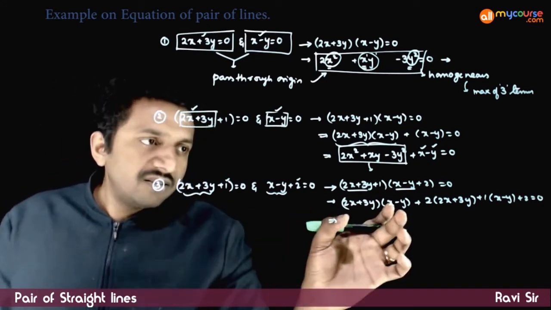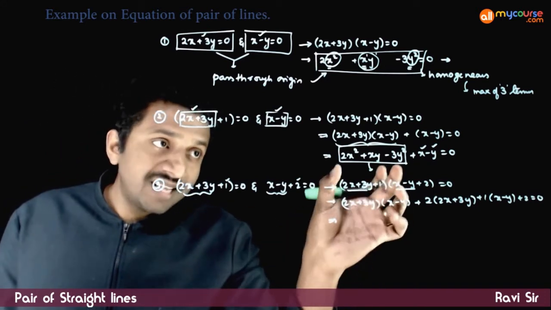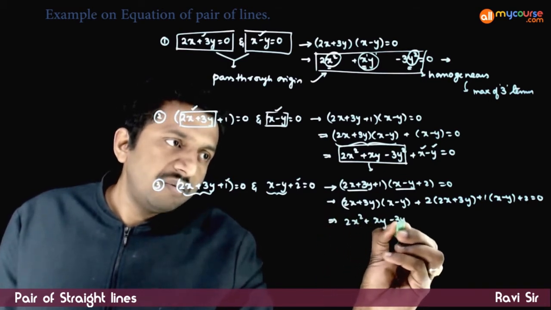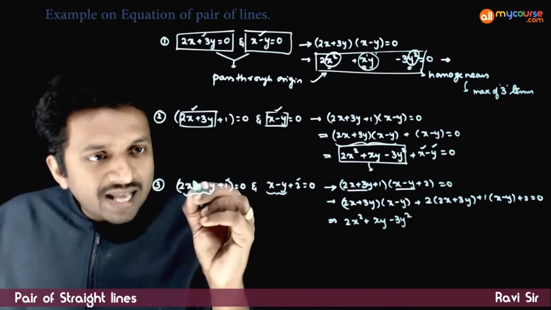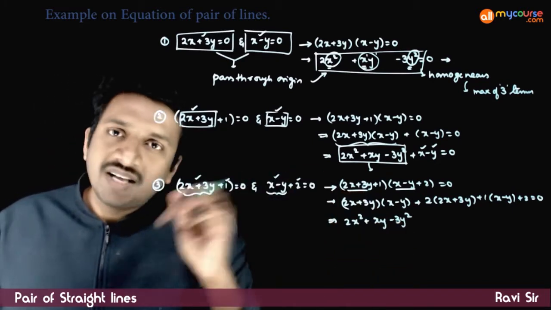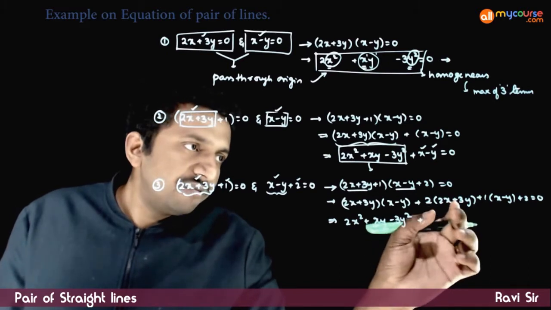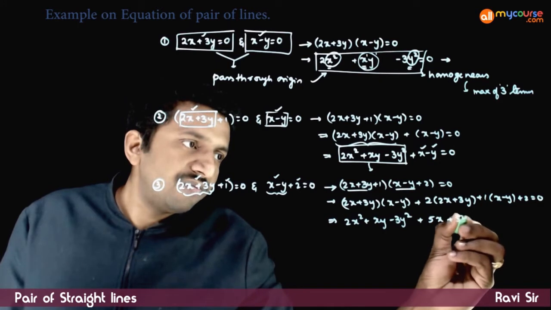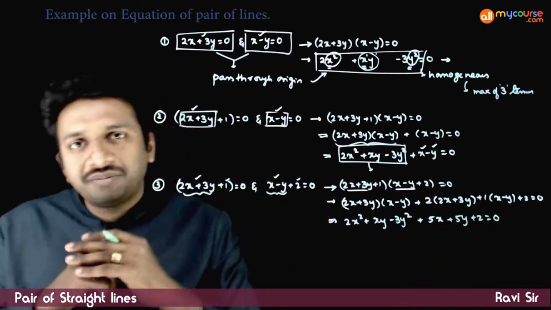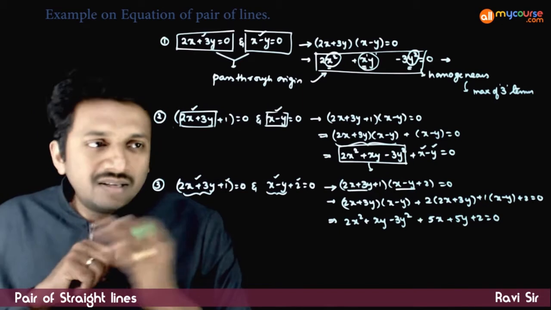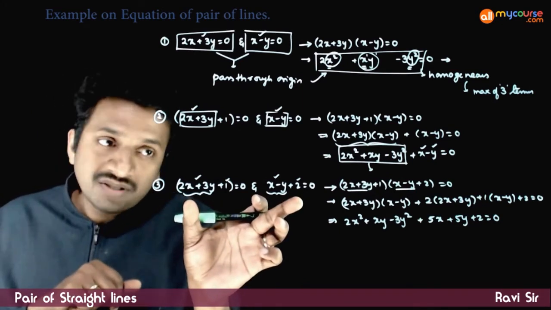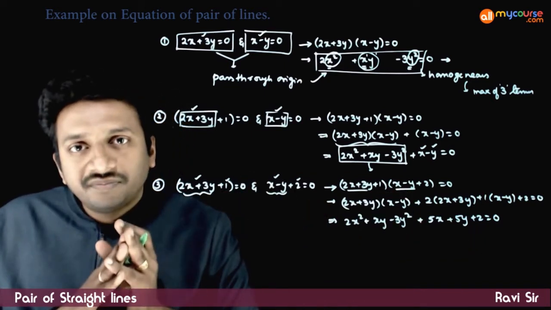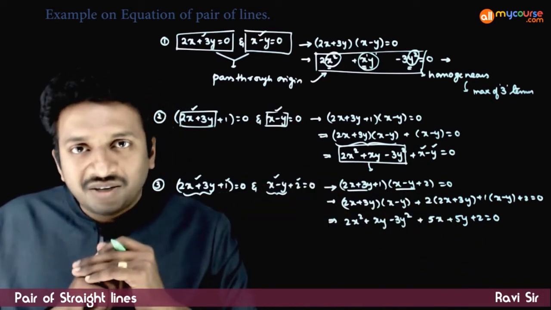So this implies the combined form is exactly the same as this: 2x square plus xy minus 3y square. As long as you don't change this, this part does not change. Plus 4x plus x is 5x, 6y minus y is 5y, plus 2 is equal to 0. Now these two are general equations which are not passing through the origin, so you can see that you got all the 6 terms.